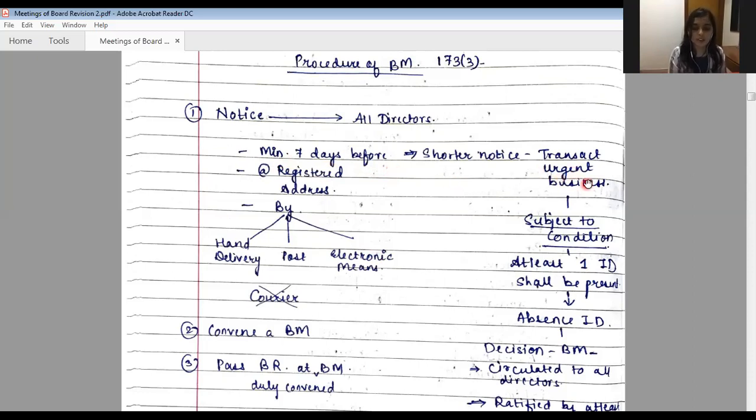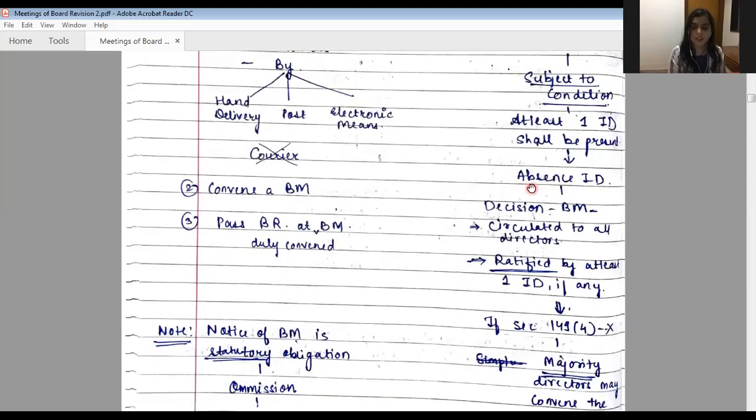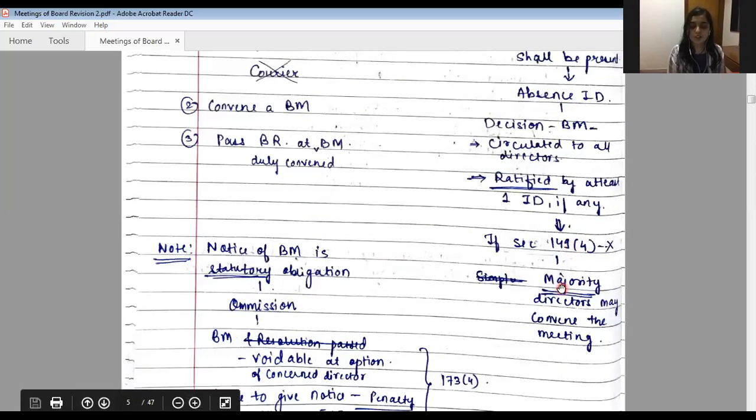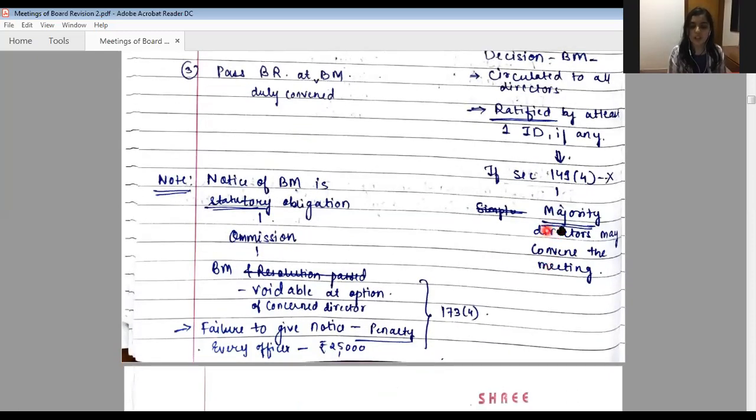Now, this point states that minimum 7 days before the board meeting, a notice shall be given. But to transact urgent business, a shorter notice can be allowed. But the condition states that at least one independent director shall be present in the board meeting which is called at shorter notice. And in case of absence of an independent director, the decision taken at the board meeting shall be circulated to all the directors and ratified by at least one independent director, if any. But if section 149 subsection 4, that is the section of independent director, is not applicable to the company, then a majority of directors may convene the meeting.